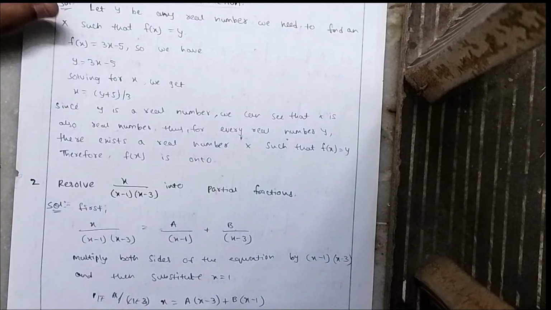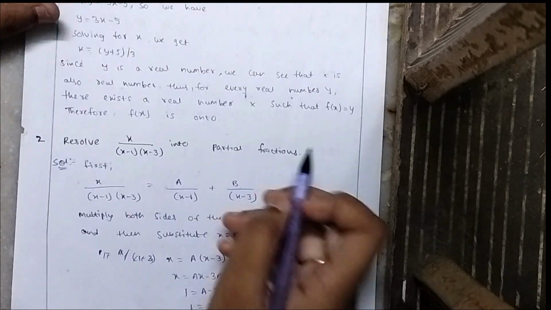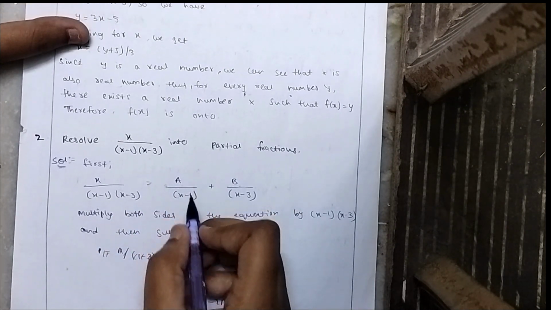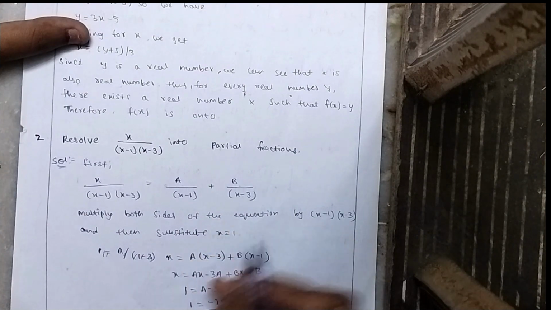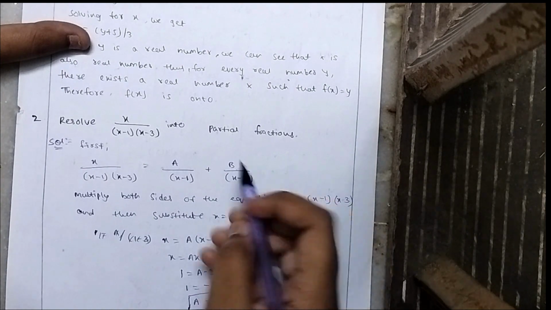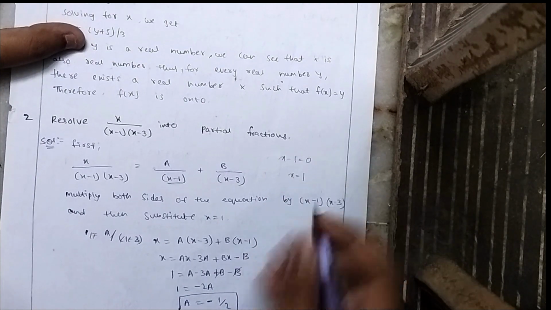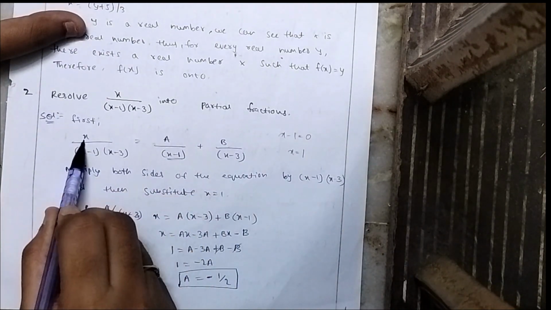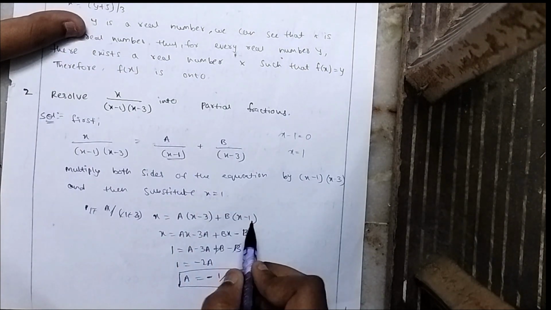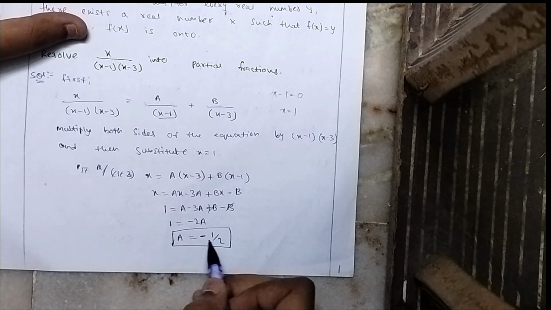Next, the second question is resolve x/((x - 1)(x - 3)) into partial fractions. So the partial fractions formula: x/((x - 1)(x - 3)) can be expanded into a/(x - 1) + b/(x - 3). So multiplying both sides of the equation with (x - 1)(x - 3) and then substituting x - 1 = 0, that means x = 1. So x = a(x - 3) + b(x - 1). Here substituting the value x as 1, we get a = -1/2.